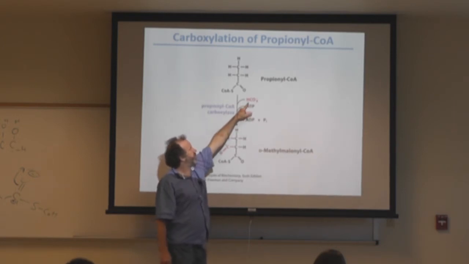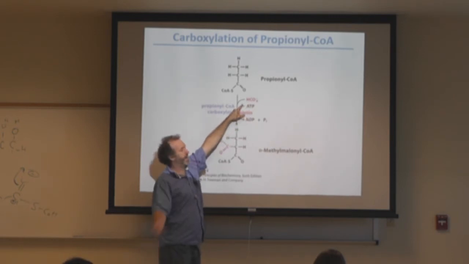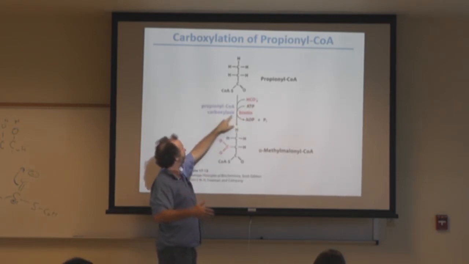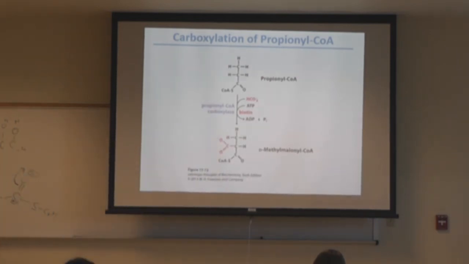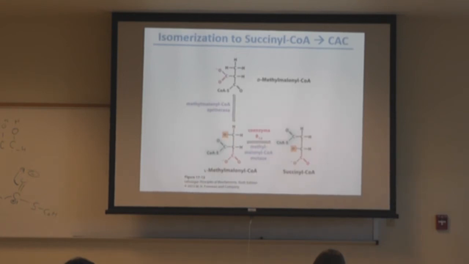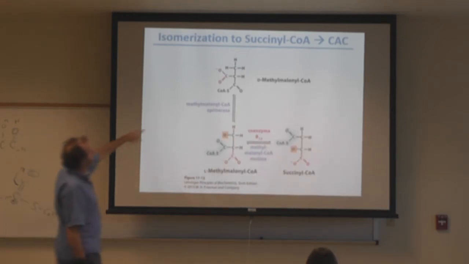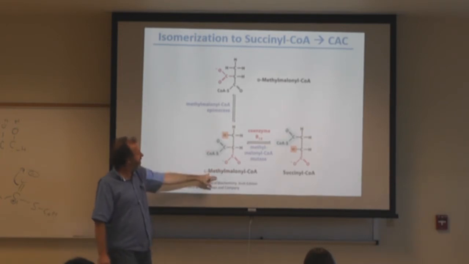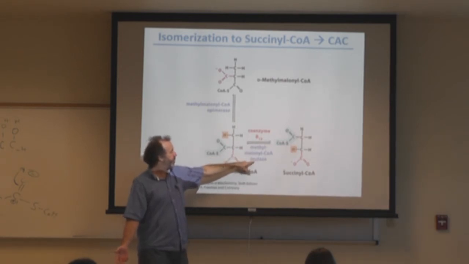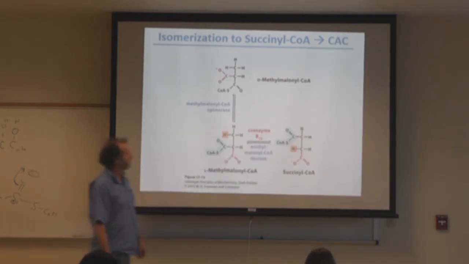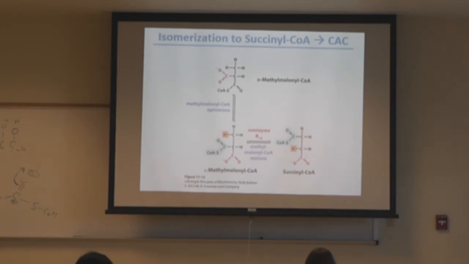ATP phosphorylates the carboxyl group to form carboxyphosphate. Then the biotin will pick up that carboxyl group after that and then transfer it to the propionyl-CoA to form D-methylmalonyl-CoA. Then it just gets rearranged. D-methylmalonyl-CoA via methylmalonyl-CoA epimerase forms L-methylmalonyl-CoA. And then methylmalonyl-CoA mutase converts that to succinyl-CoA by another rearrangement. And then directly into the citric acid cycle.